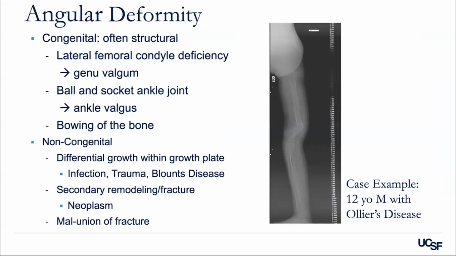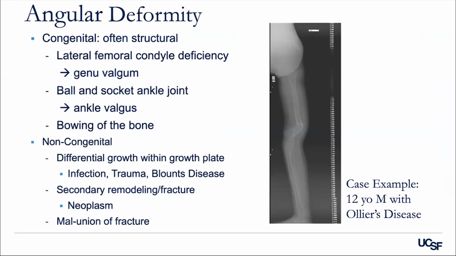When we analyze a patient, we want to make sure we're analyzing them in both the AP and sagittal plane for angular deformities that need to be addressed. In congenital patients, these deformities are often structural, resulting from malformation of the joints. So lateral femoral condyle deficiency in fibular hemimelia and congenital femoral deficiency, a ball and socket ankle joint in fibular hemimelia, or a bowing of a bone.